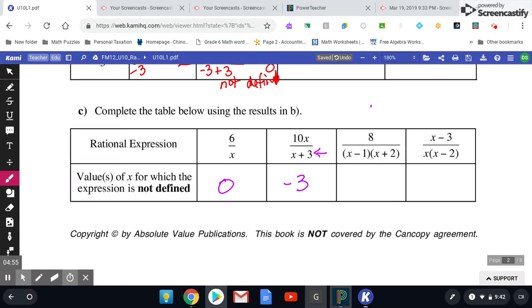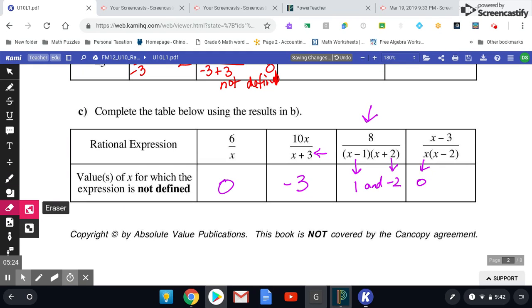Now for this third column here, there were 2 places. When x was 1, because 1 take away 1 would create a 0, and -2 from this bracket. Both of those places are values for which the expression is not defined. From the last one, when it was 0 for here and +2 from here.